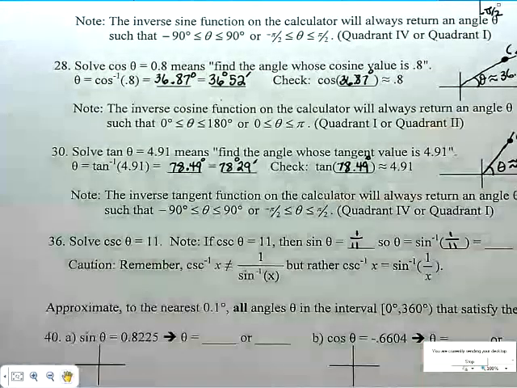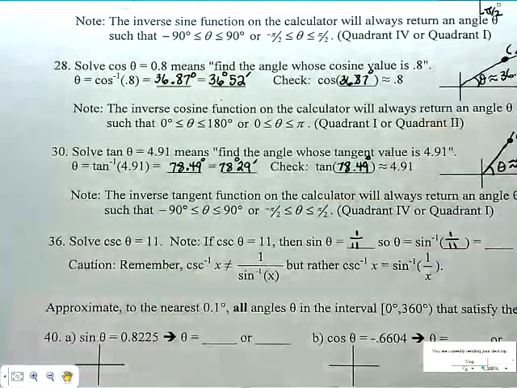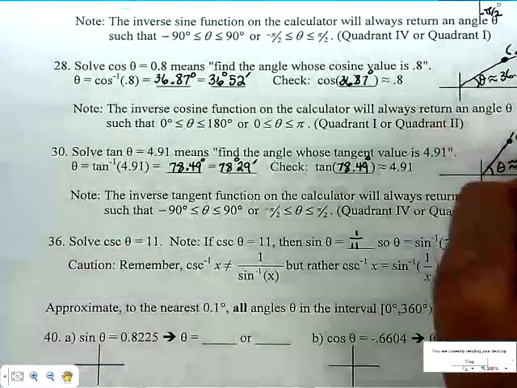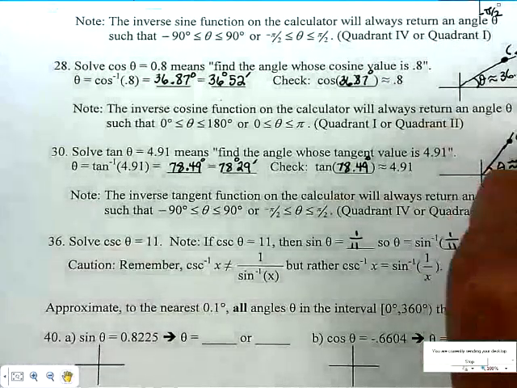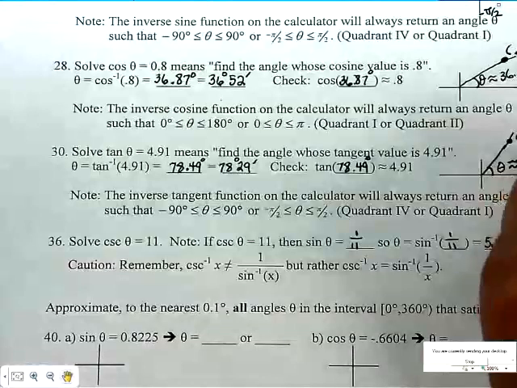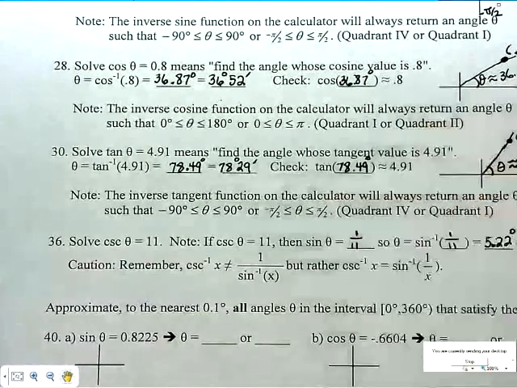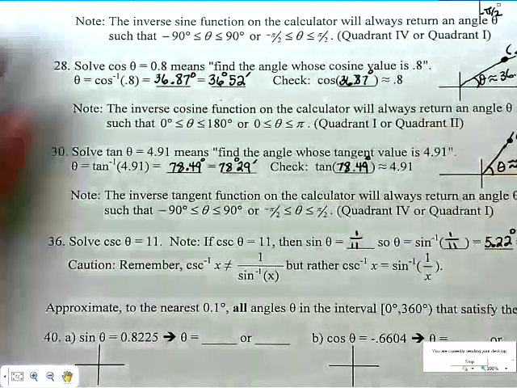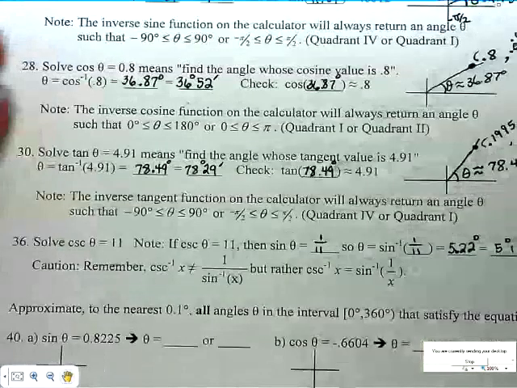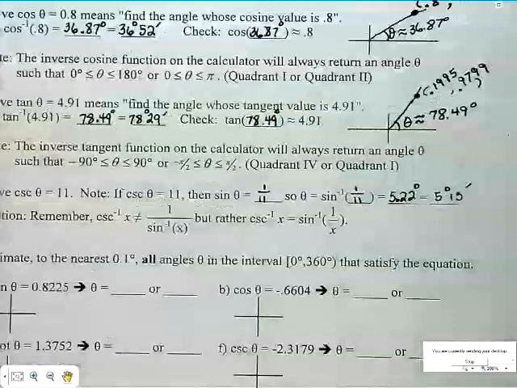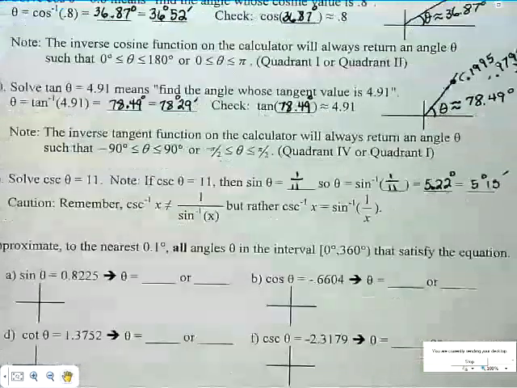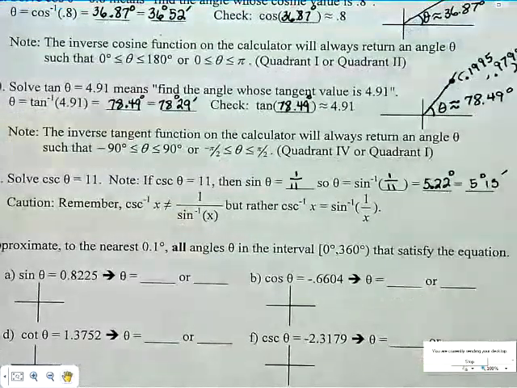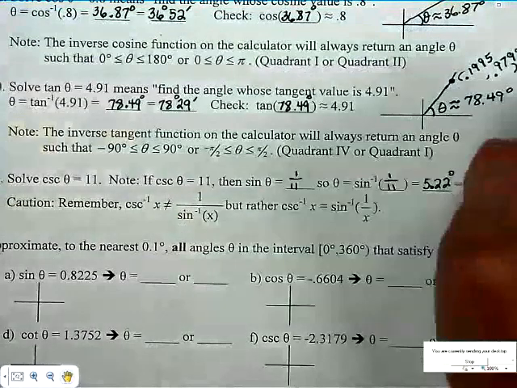Inverse sine of 1 over 11 is 5.22 degrees, or 5 degrees and 13 minutes. No, to the nearest whole minute, it came out 12 minutes instead of 13 minutes. Is that what you're saying? Okay, I may have just looked at it wrong.